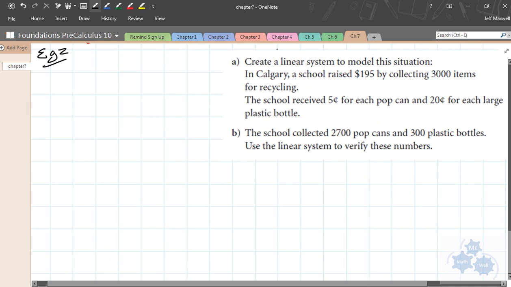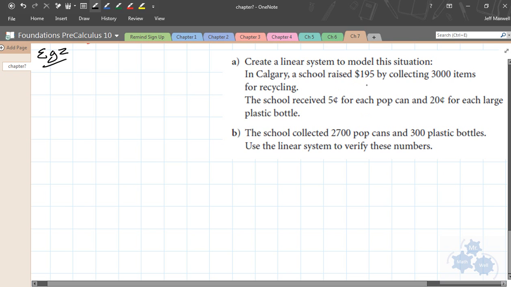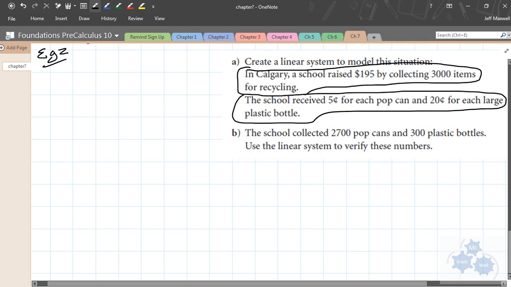Okay, so here's example 2 from your textbook, and it says this. Create a linear system to model this situation. In Calgary, a school raised $195 by collecting 3,000 items for recycling. Okay, so 3,000 items for recycling. That's the number of items. The school received 5 cents for each pop can and 20 cents for each large plastic bottle. Okay, so there's 2 separate parts there. How can we create 2 equations to represent this situation?